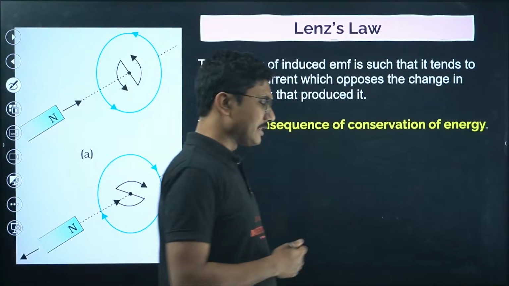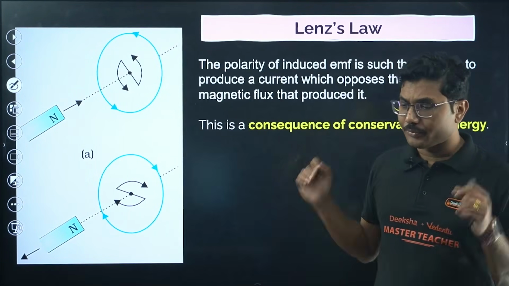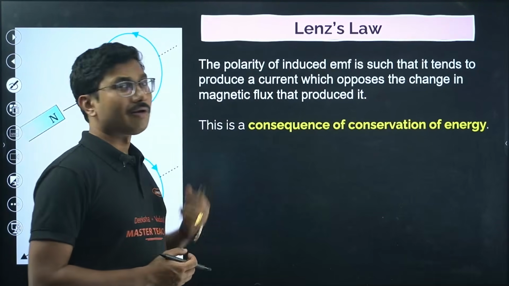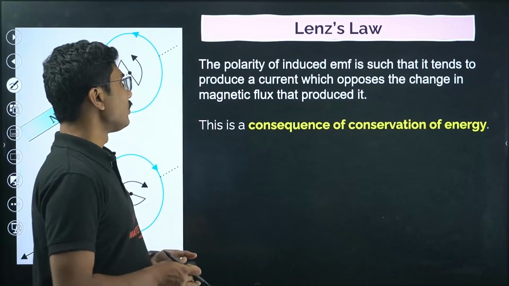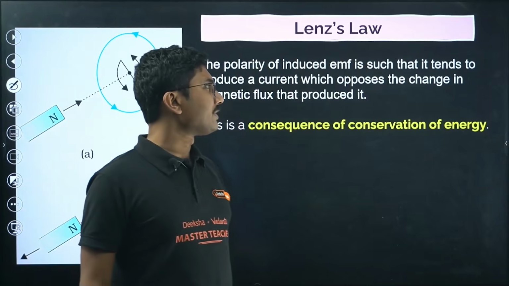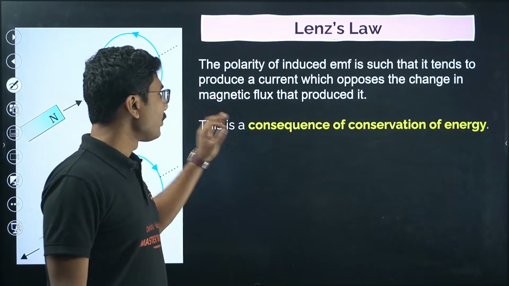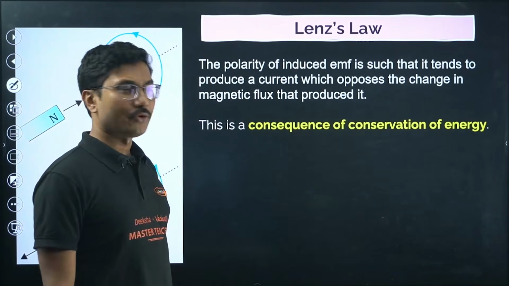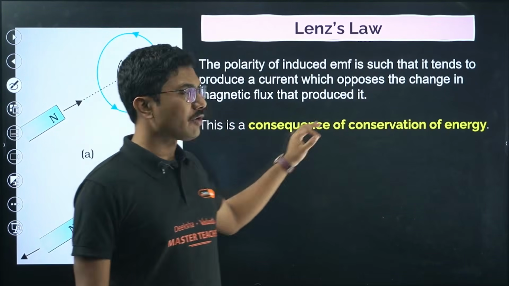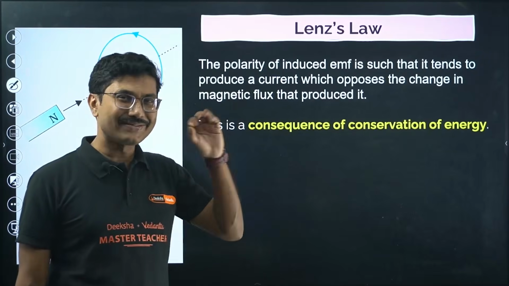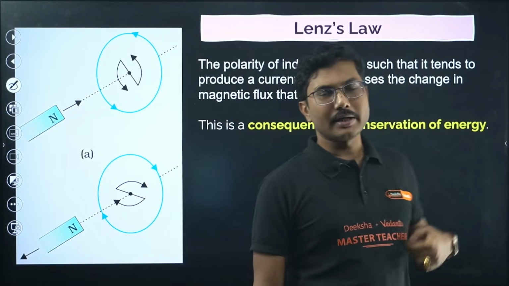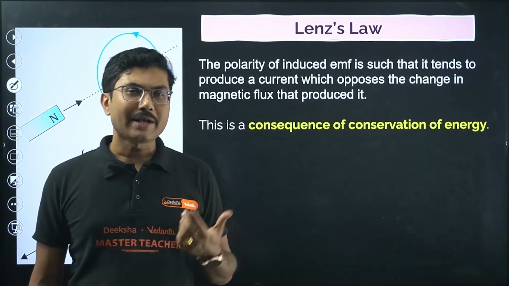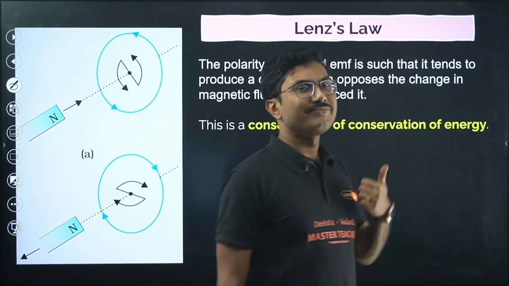Now Faraday's law is done. Faraday's law gives you the magnitude of the EMF. Now Lenz's law gives you the polarity of the EMF. The polarity of induced EMF is such that it tends to produce a current which opposes the change in the magnetic flux that produces it. This is the consequence of conservation of energy. Let us understand. The negative sign that is coming says that the induced EMF will produce a current that will oppose the cause, which is very important to understand.